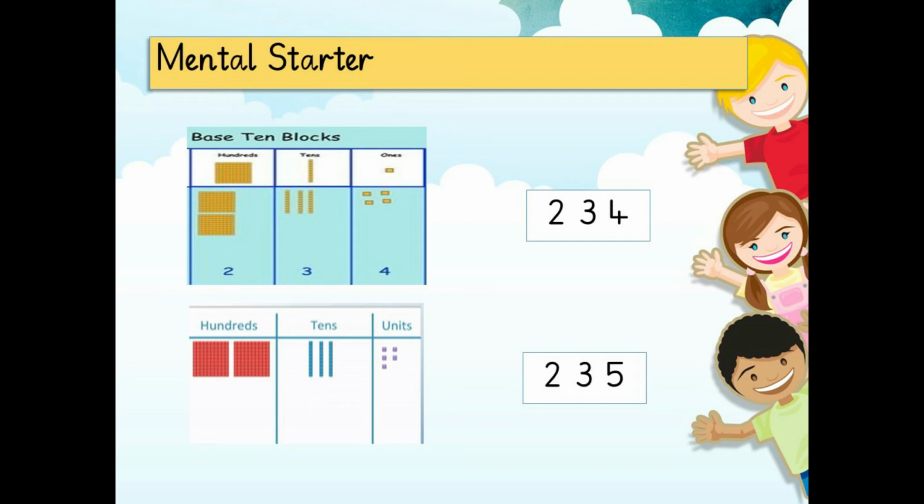235. Now if I ask you a question, which is the greater number? Yes, my question is, which is the greater number? 234 or 235? Yes, 235 is the greater number. Correct.